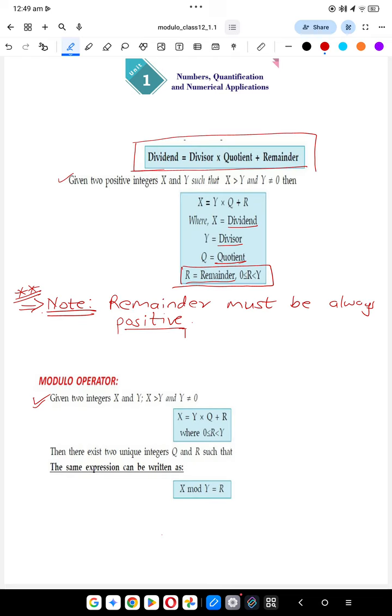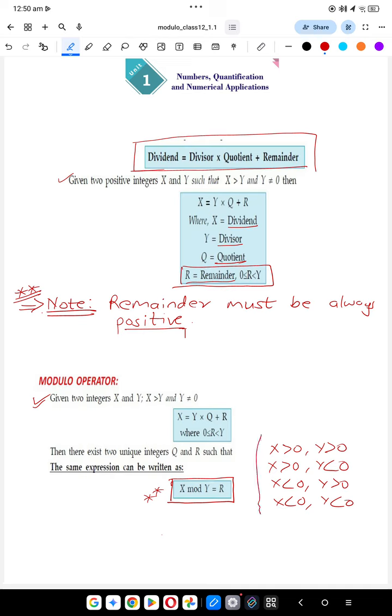There is another form of this expression, which is x mod y equal to r, and we will be utilizing this for solving all the numericals. There are four cases further which we will see: x greater than 0, y greater than 0; x greater than 0, y less than 0; x less than 0, y greater than 0; and x less than 0, y less than 0. These are the different cases of x and y.